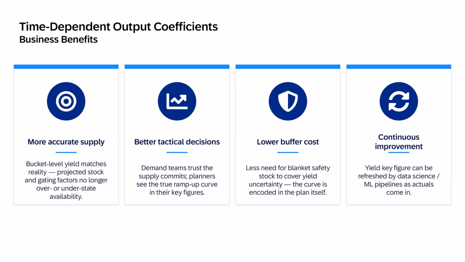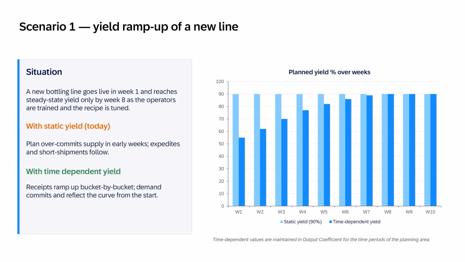As your process matures, take a new bottling line. With a static yield of 90%, the plan assumes every week looks the same. With time-dependent yield, you tell the engine the truth. Week 1 runs at 55%, week 2 at 62%, climbing through the learning curve until it stabilizes at 90% by week 8. Component demand and the production plan follow that curve. No more silent overpromise in the early weeks.